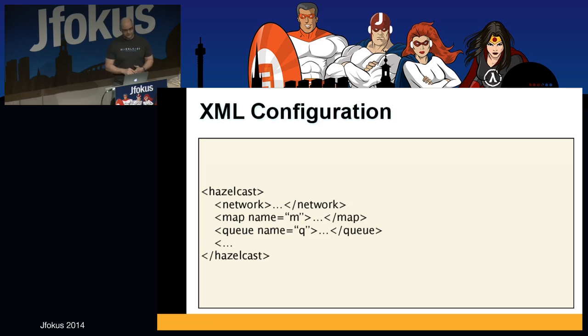The cluster can be configured, of course, using XML. That's one of the ways to do it. Here you see a very basic configuration. You see some network configuration and a map being configured. If you do not specify, for example, your map in the configuration, you just make use of defaults. So if you don't specify it in your Hazelcast XML, it doesn't matter. It still can be created.